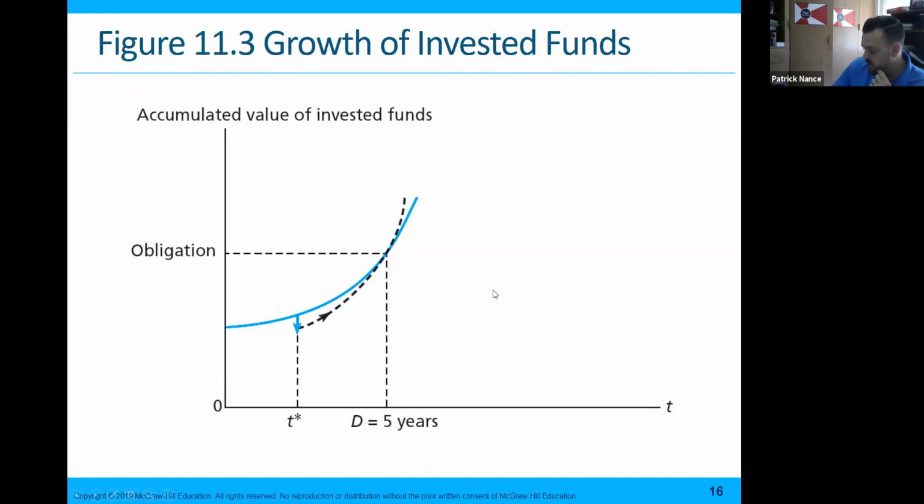So this is the accumulation of invested funds. This curve represents the growth of the portfolio at the original interest rate. If the interest rate changes at time t, which is here, the portfolio value falls but increases thereafter at a faster rate, represented by the broken curve, at time d for duration, right here.